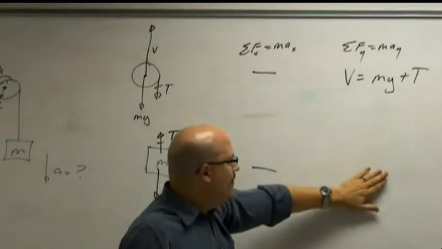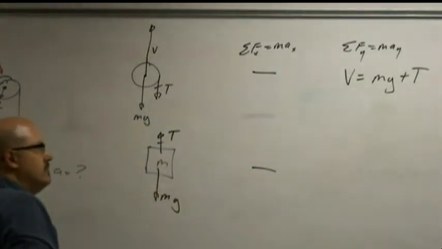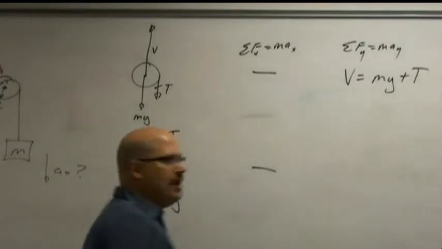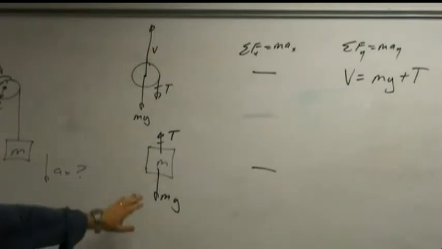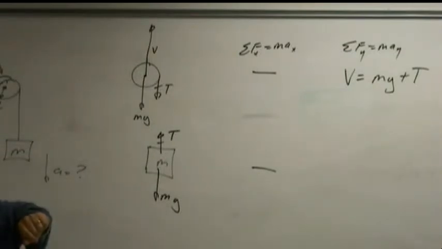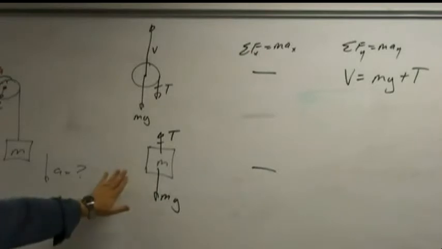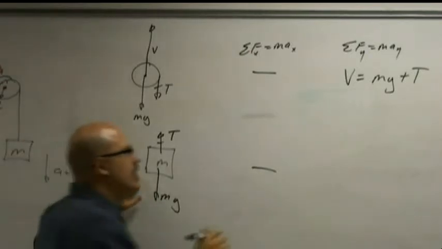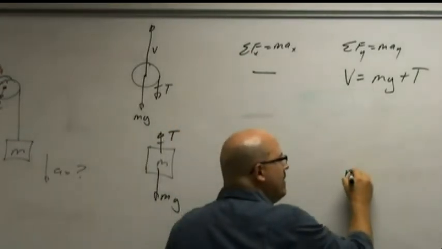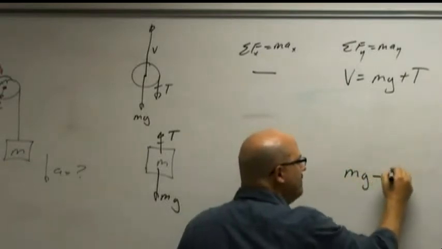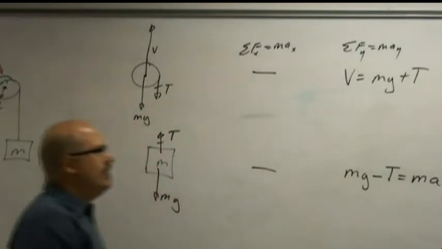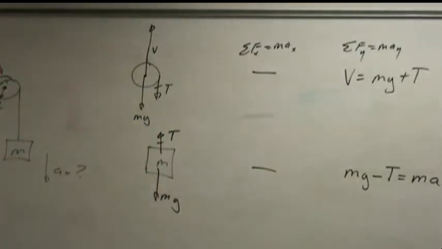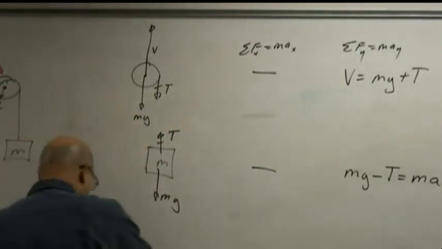What do we get over here? We have an mg in here, and wait a minute, there's an acceleration here, right? So we've got mg minus T equals ma. And that's the a we're looking for. So let's circle that.